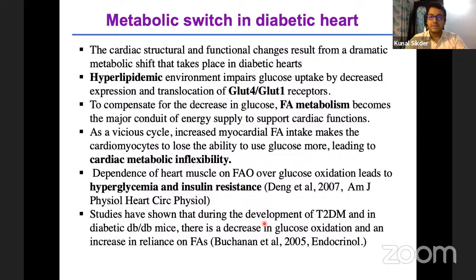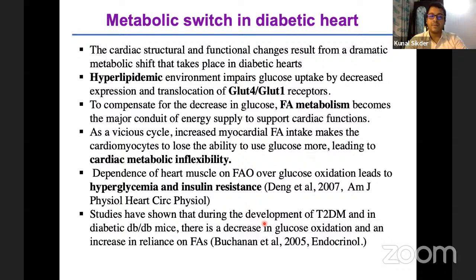So in hyperlipidemic environment, the glucose uptake is actually impaired because of a decrease in the GLUT4 and GLUT1 receptor. We know these receptors are very important for glucose uptake. So there is a down regulation of this. And to compensate for the decrease in glucose, because heart needs energy every single second, continuous, because it is beating 24 hours, right? So to compensate that, the fatty acid metabolism becomes the major conduit of energy supply. And as a vicious cycle, as the increase in myocardial fatty acid intake becomes larger and larger, the ability to use the glucose also becomes lesser and lesser. So this is the metabolic shift I'm talking about.